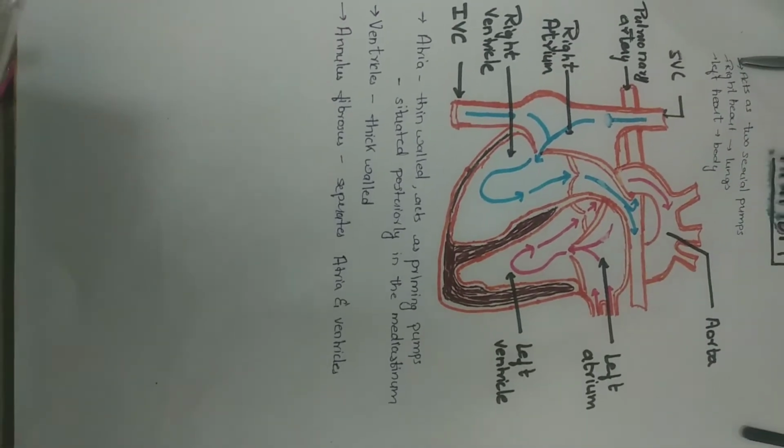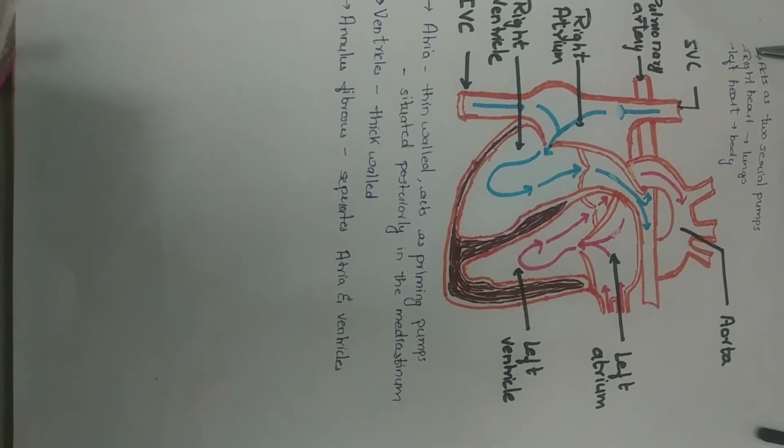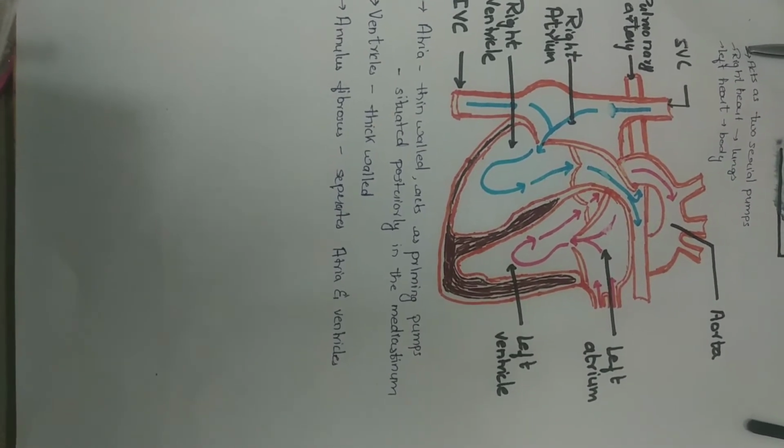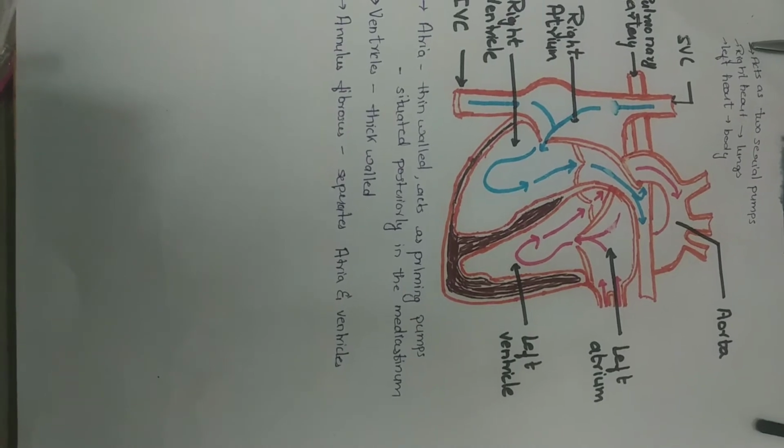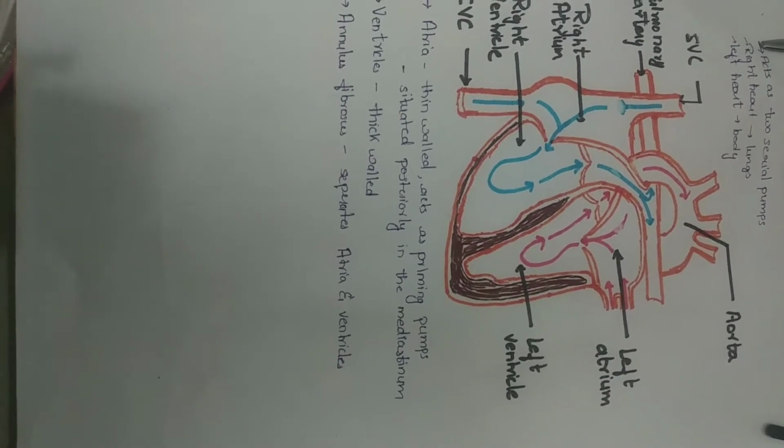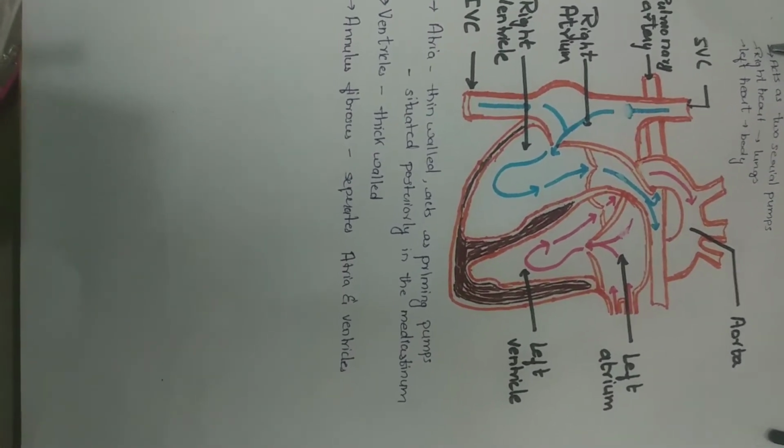The right heart basically circulates the blood to the lungs, and it gets oxygenated over there. And the left heart circulates the blood to the rest of the body, the blood which is oxygenated by the lungs.